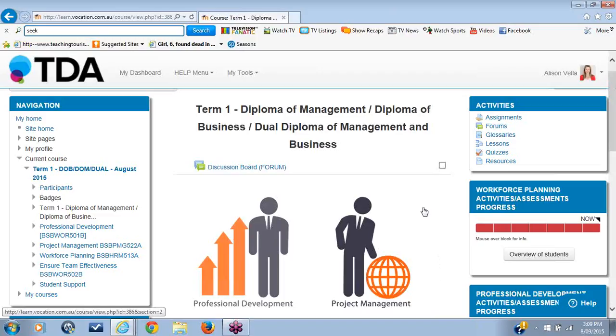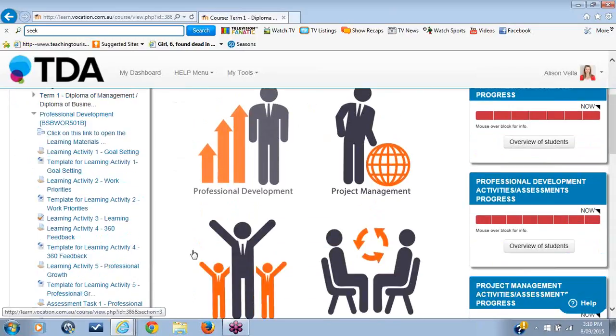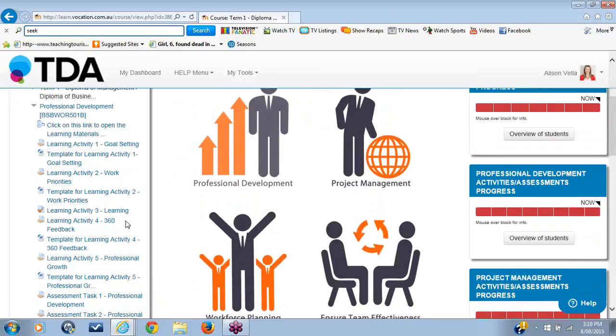Alison and I will be taking you through this afternoon the last two components of the professional development learning activities. So the very first week we looked at the whole concept of SMART goals. Last week we looked at the concept of work priorities and learning. And this week we go into the final two elements of professional development, which are 360-degree feedback and professional growth.